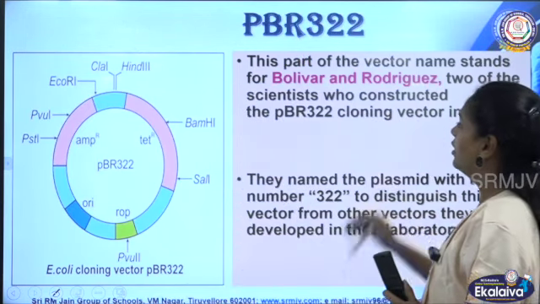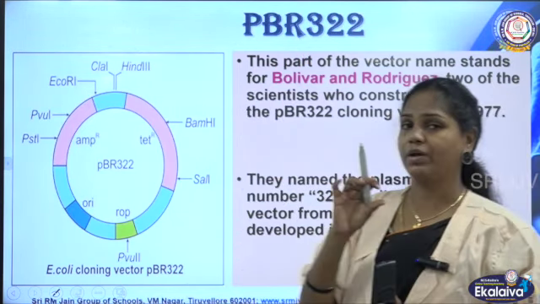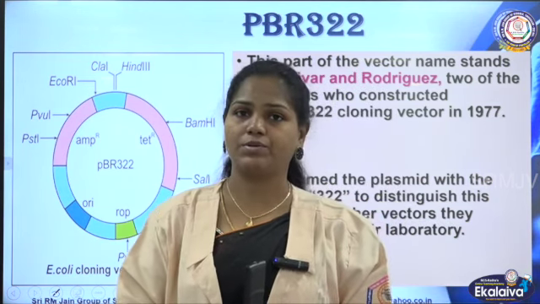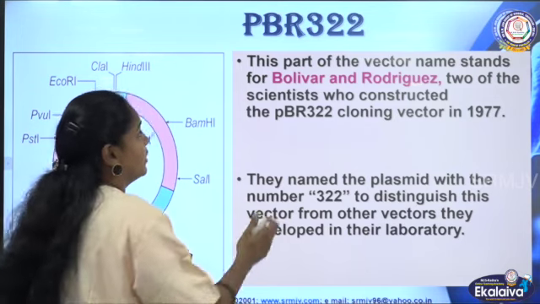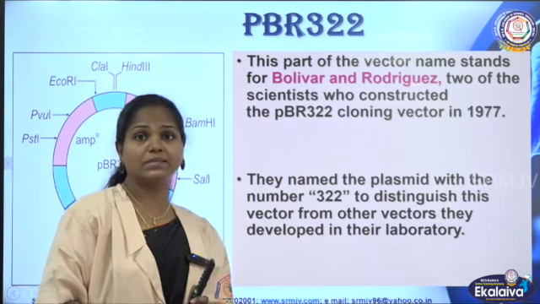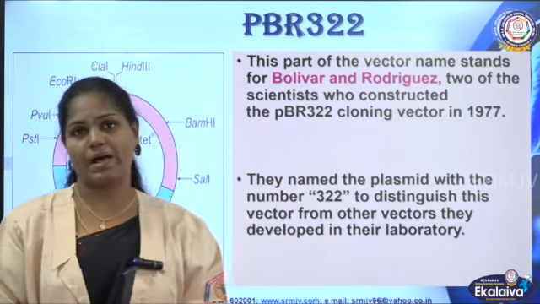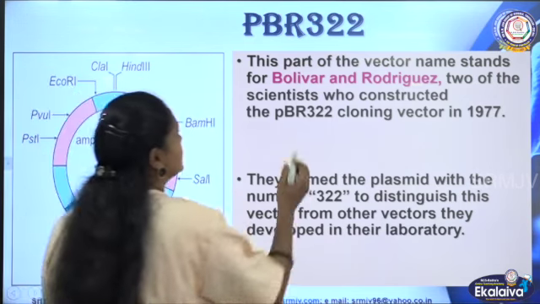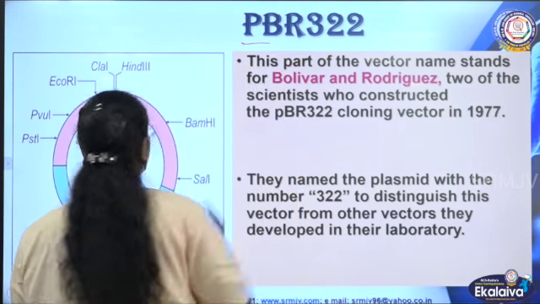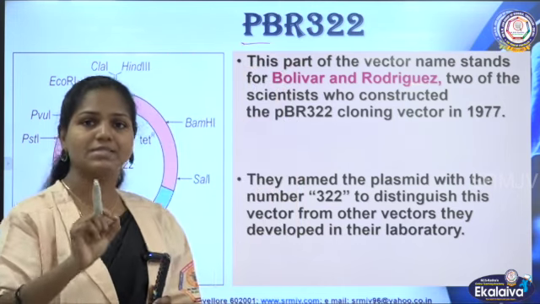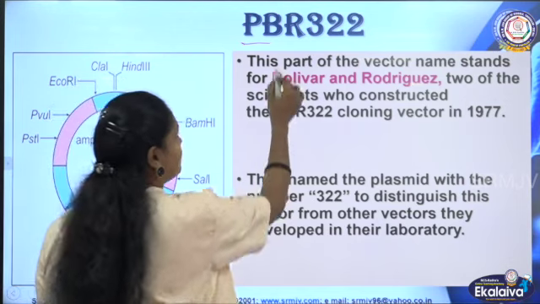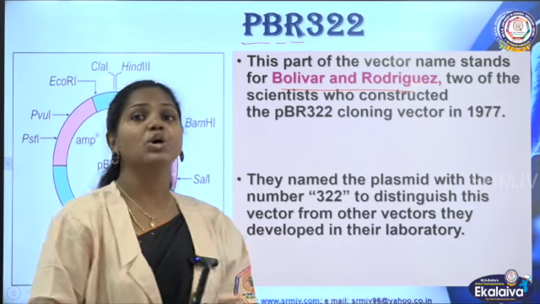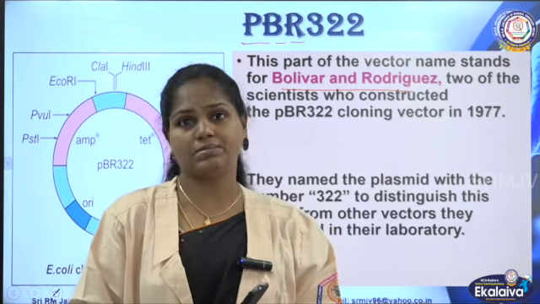For the first one, we are going to take one plasmid as an example and see all these features. The plasmid which we have selected is pBR322. That is the name of the plasmid. So what is pBR322? The p stands for plasmid, it indicates it is a plasmid. And the B and R come from the names of the two scientists who prepared this pBR322.